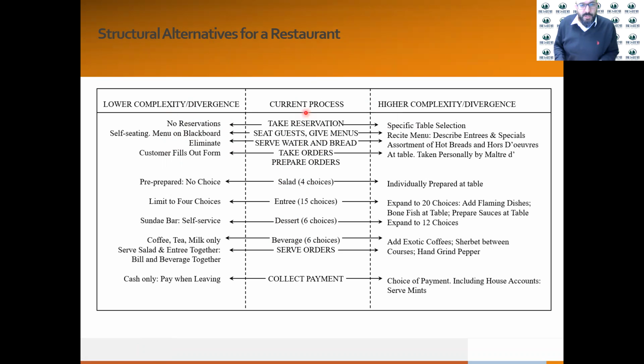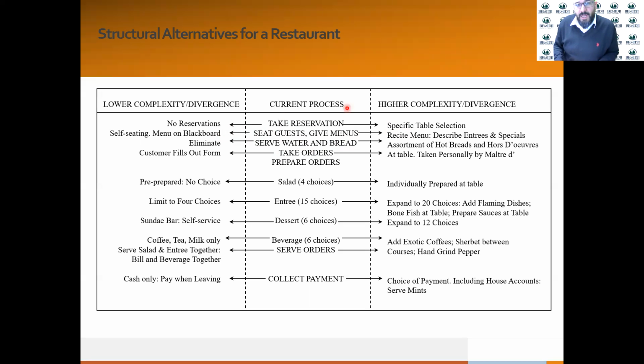If you look into the current process, you will see the reservation. If you want to make it more complex, you could make a specific table selection. If you want to make it less complex, you'd say no reservation, just help yourself. Whenever you come, just enter and select a seat. Also in the current process is the seating process, seating the guest and giving a menu. If we need to make it simpler, it's self-seating. Whenever you find a table, you go there and help yourself.